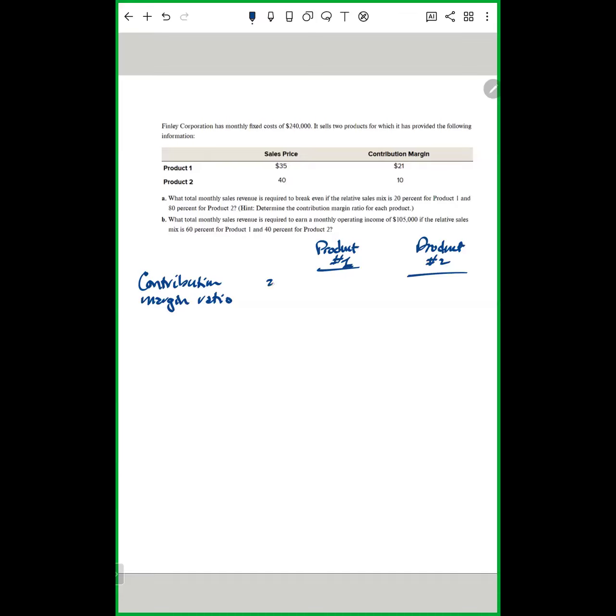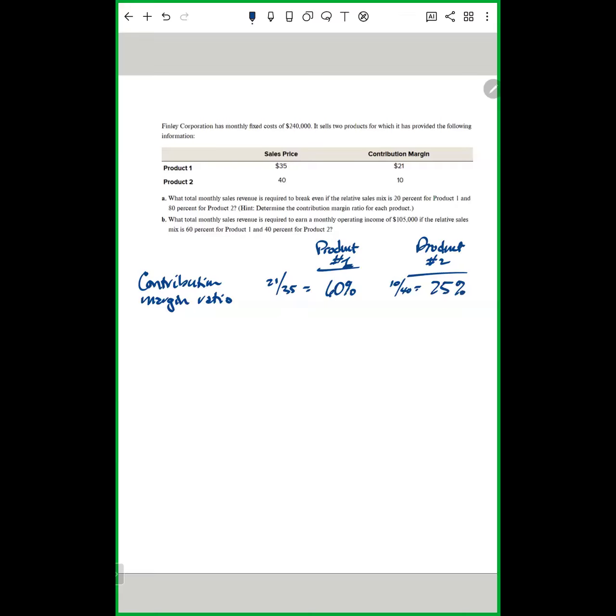Okay, so for product number one, what we want to do is take the $21 of contribution margin and divide it by $35 of sales price. All right, so let me put that into my calculator here. 21 divided by 35, and I get 60%. And for product two, we have 10 out of 40. 10 divided by 40 is 25%. So those are my two contribution margin ratios, 60% and 25%.